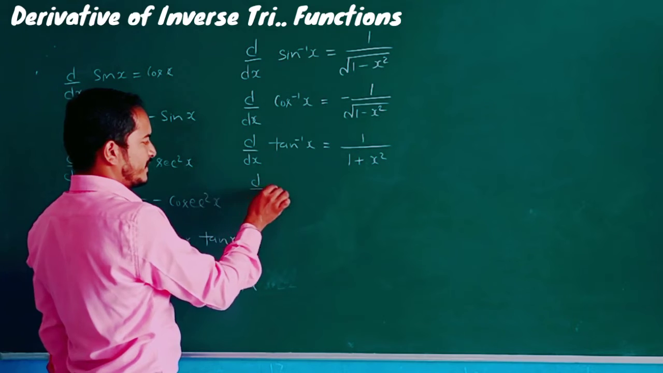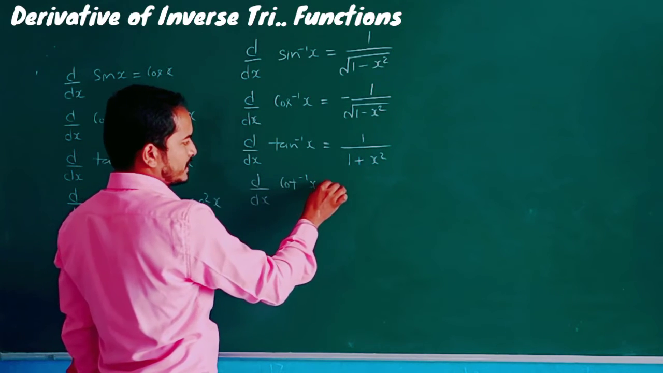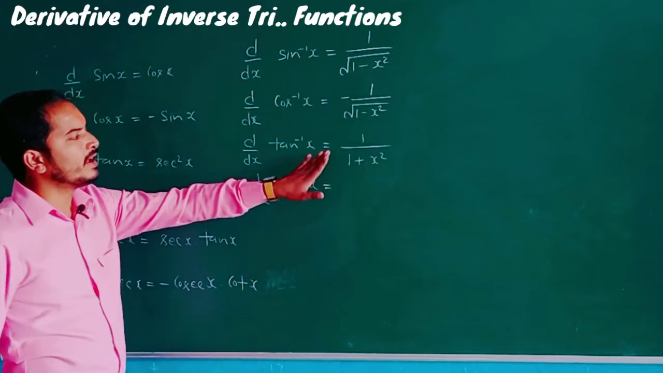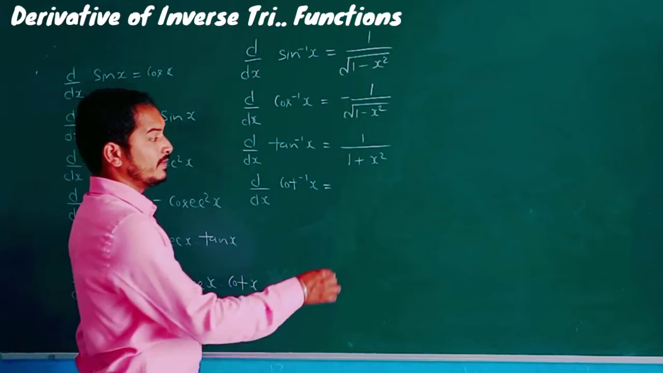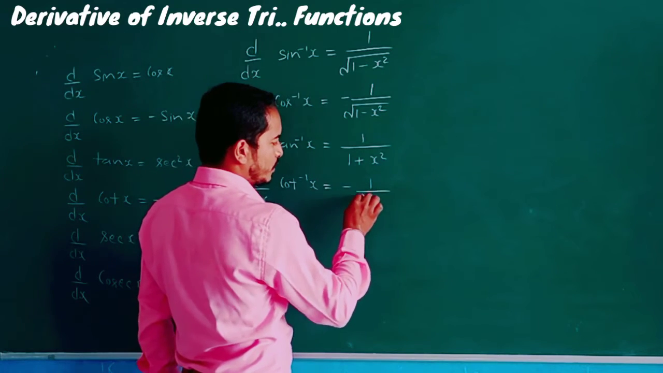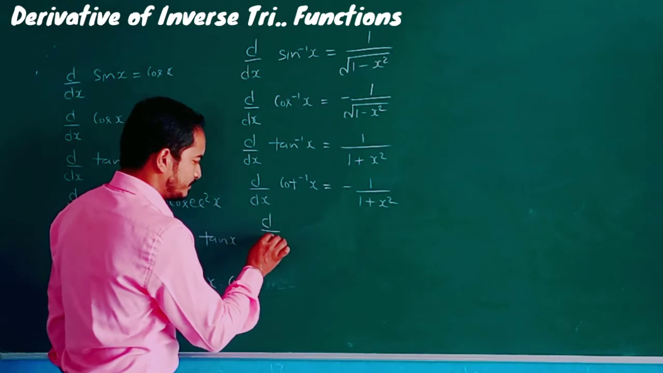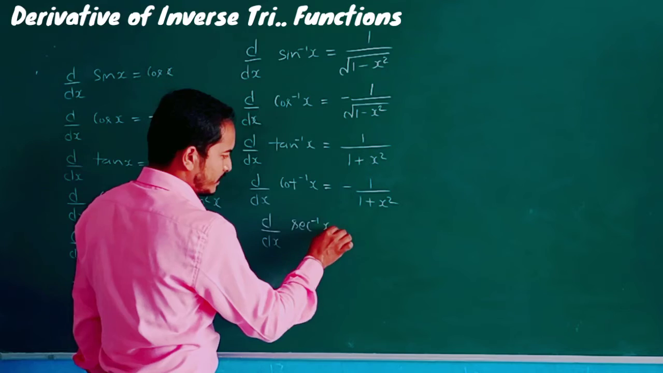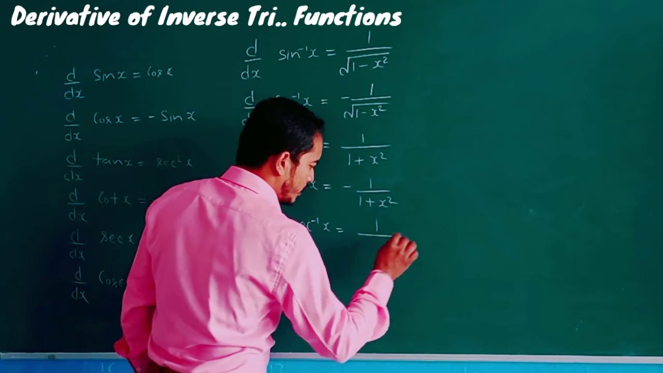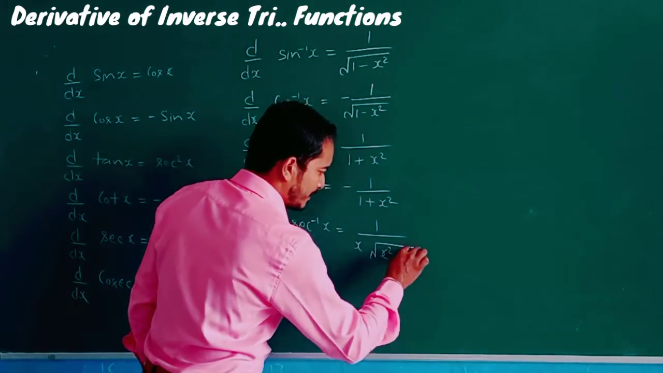Next inverse trigonometric function is cot inverse x. Derivative of cot inverse x, it will remain same as of tan inverse x, but sign will change. It will be negative, minus 1 upon 1 plus x square. The derivative of next, that is sec inverse x, it is equal to 1 upon of x into under root of x square minus 1.